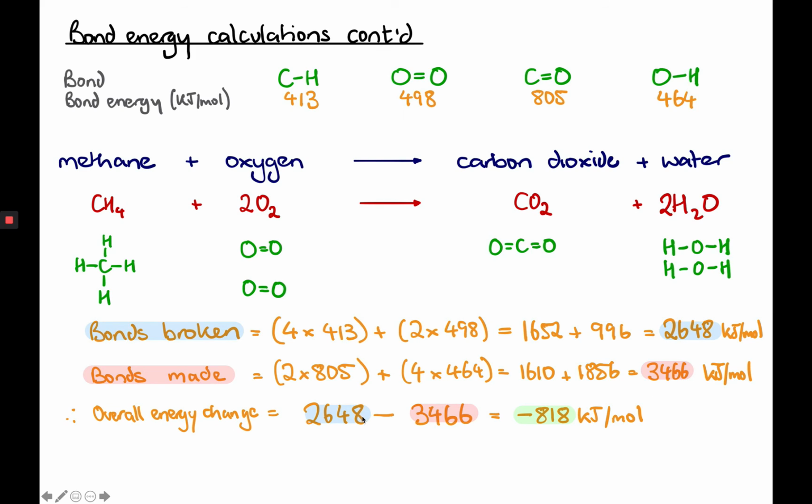So one of the things I want to stress is don't take shortcuts. Write out bonds broken, get it right. Write out bonds made, get it right, because then you've at least got 2 out of the 3 marks. And even then, if you mixed up which way round they were, you would still have got 2 out of 3. So please bear that in mind. And this reaction is clearly exothermic because we have the minus value. So that covers energy transfer.